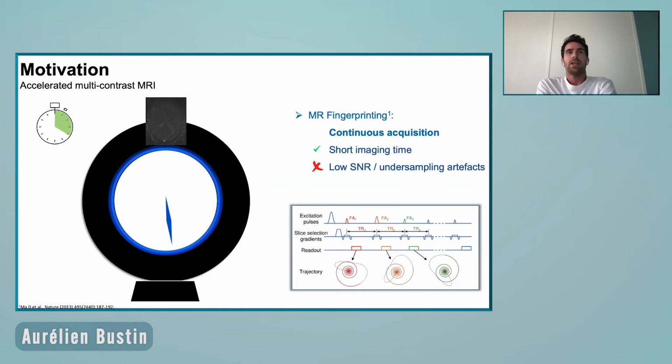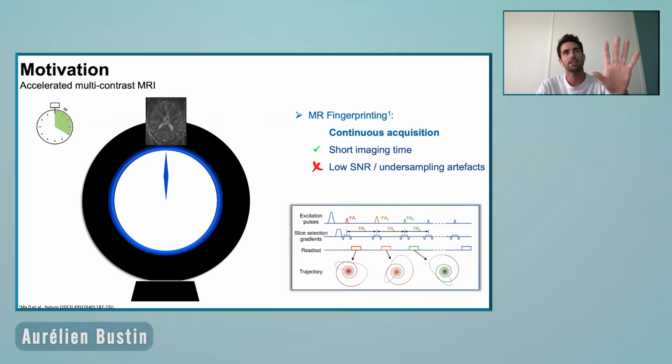But you've heard about these very nice technologies, for example, fingerprinting, which I find very exciting. The idea behind fingerprinting is to do a continuous acquisition. We never stop, we never interrupt the acquisition, and we collect many points that we call time points. We do it by varying MR parameters. This could be flip angles, repetition time, or saturation or T2 preparation times. And we run this acquisition for 10, 15, 20 minutes, as long as we want.